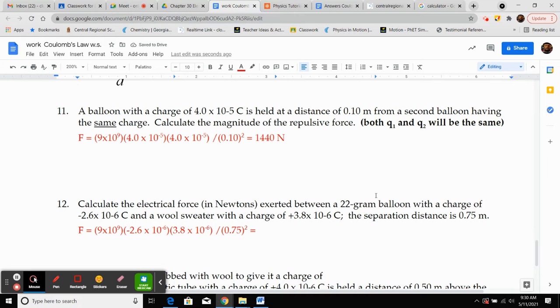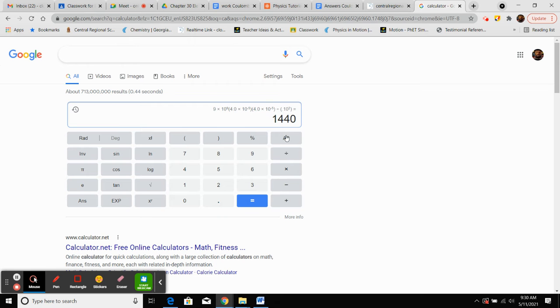All right, and we're going to type those into our calculator. So we got 9 to the 9th, -2.6 to the 6th, 3.8, 0.75. Let's see if I remember that. Probably not going to happen. Yeah, that's a lot. 9 times 10. Oh, see what I just did there? Big mistake. I hit exponent 10. I don't want that. Times 10. Yep. Exponent to the 9th.